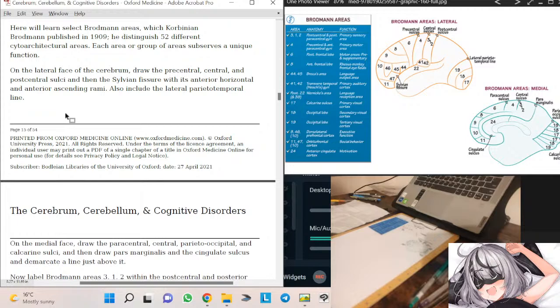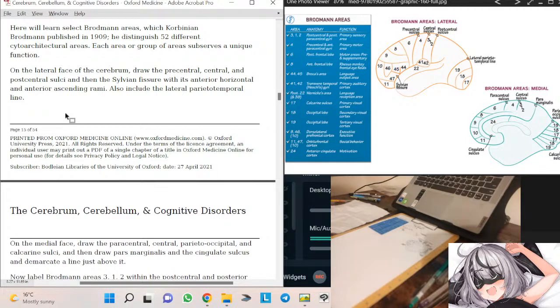On the lateral face of the cerebrum, draw the precentral, central, and postcentral sulci, and then the Sylvian fissure with its anterior horizontal and anterior ascending rami. Also include the lateral parietotemporal line. On the medial face, draw the paracentral, central, parietooccipital, and calcarine sulci, and then draw pars marginalis and the cingulate sulcus and demarcate a line just above it.